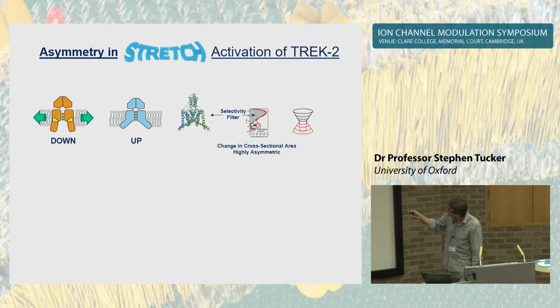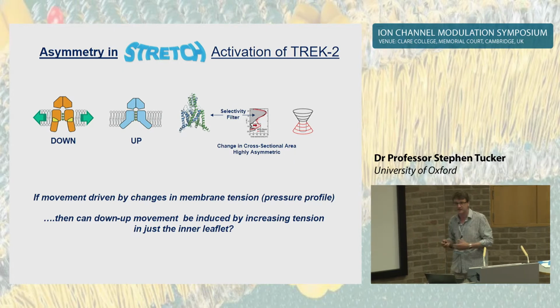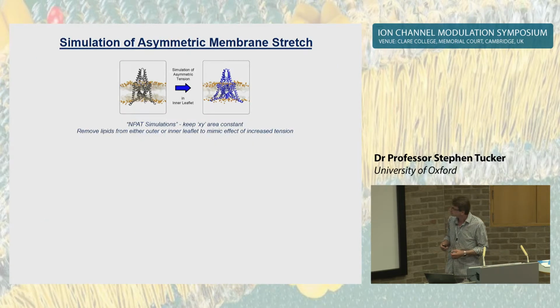It sits in the membrane and then becomes slightly more symmetrical when you stretch the membrane. But we thought, well, if this movement is driven by changes in membrane tension and this change in the pressure profile, then can we drive movement from the down to the up conformation by simply increasing tension in just the inner leaflet of the bilayer and not the outer leaflet? So, how can you actually do that?